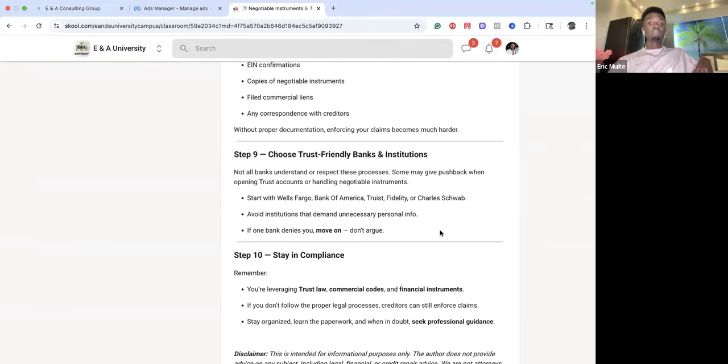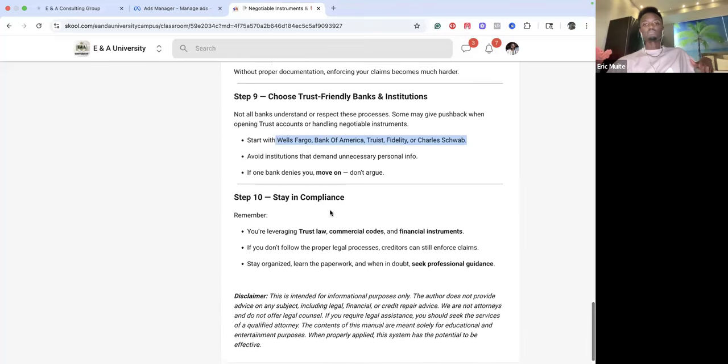Now, while they're all trust friendly, you want to pick one that you know is going to best suit you based on your location. You could try one or two and see which one best fits for you. But again, if it doesn't work, just move on. I'm just laying out options based on the experiences I've had.